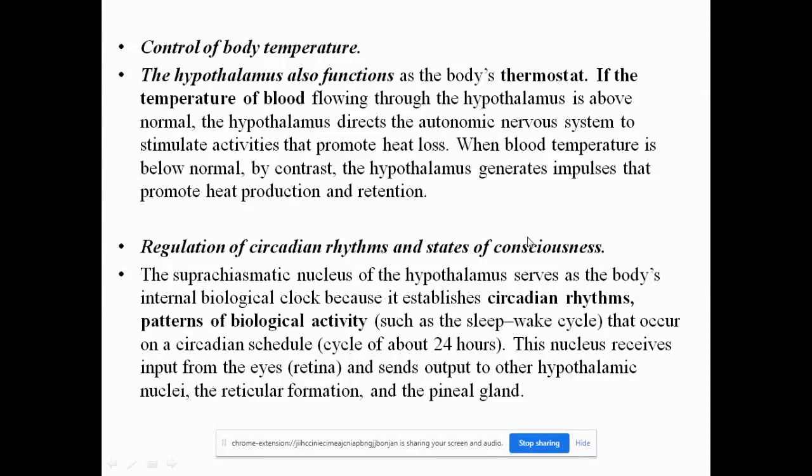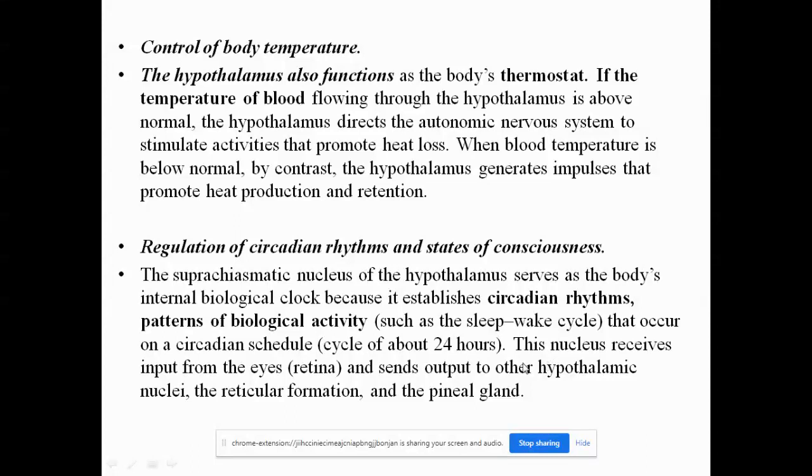The next function is the regulation of circadian rhythms, that is the wake-sleep cycle, the 24-hour cycle, and state of consciousness. So the nucleus involved with this particular function is the suprachiasmatic nucleus. It serves as the body's internal biological clock, and the circadian rhythm is maintained, that is the pattern of biological activity, the sleep-wake cycle, in the 24-hour cycle.